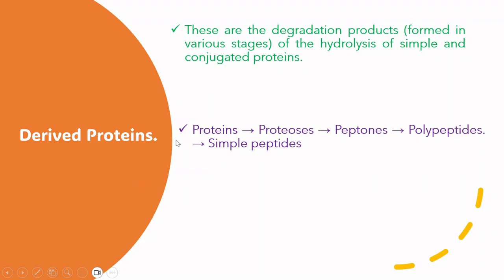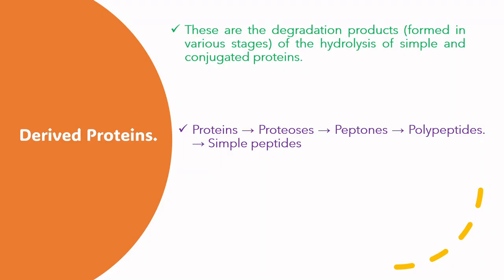For example, if we hydrolyze proteins, first we may get proteoses, which can be broken down into peptones, which then convert into polypeptides, and that can be broken down into simple peptides. So, proteoses, peptones, polypeptides and single peptides formed by the hydrolysis of simple or conjugated protein are called derived proteins. So, I hope you got a basic understanding of classification of proteins based on the composition.